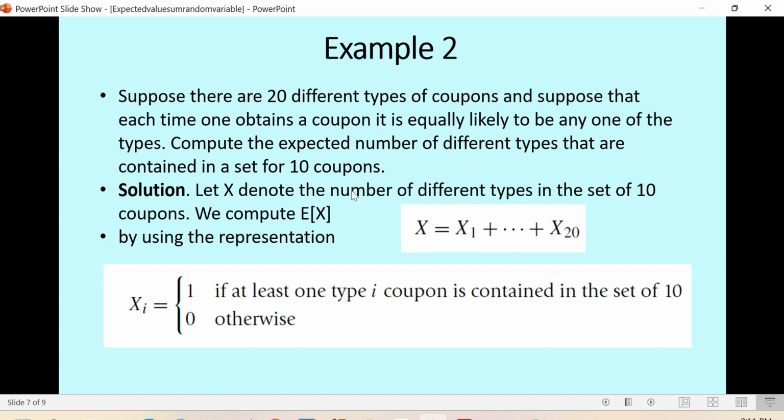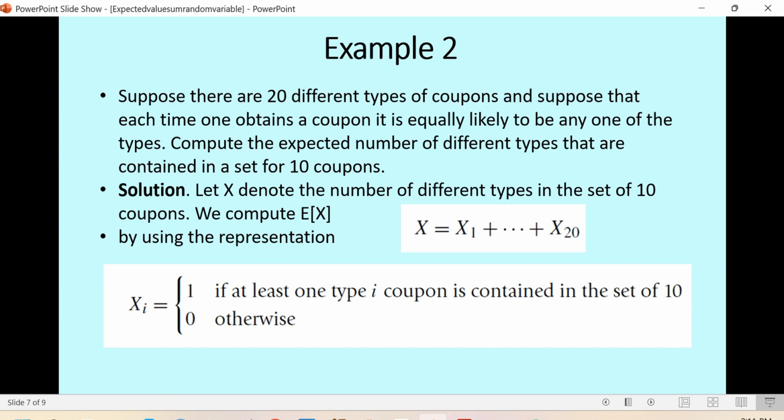So what do different types in 10 coupons mean? For example, if we have 10 coupons and 5 are coupon 1 from these 20, 3 are coupon 2, and 2 are coupon 3, then the number of different types is 3 in these 10 coupons, right? No matter how many of one kind of coupon are in these 10 coupons, we just count 1 for this type. So we want to know the expected number of different types of coupons in these 10 coupons. It's quite complicated at first glance.